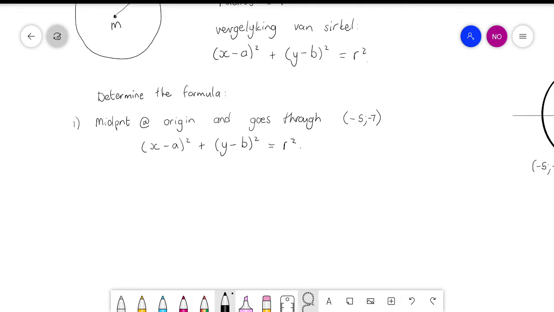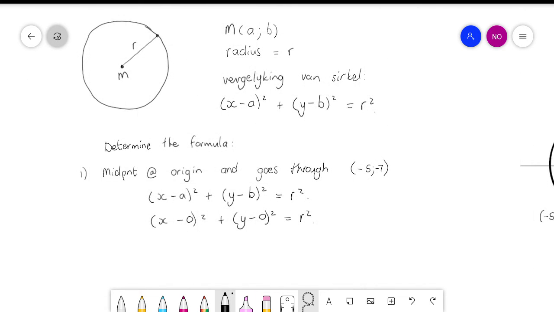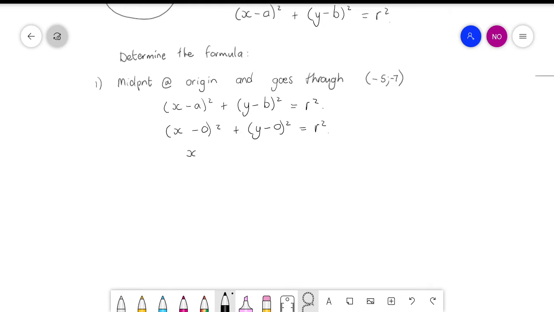Okay, en ons het gesê ons weet dat dit waar is. Do you agree? Substituted 0 and 0 into A and B respectively, omdat ons weet die middelpunt van hierdie sirkel lê op die sirkelrand. Okay? So met ander woorde, ek kan daai linkerkant van die vergelyking vereenvoudig na x kwadraat plus y kwadraat toe.